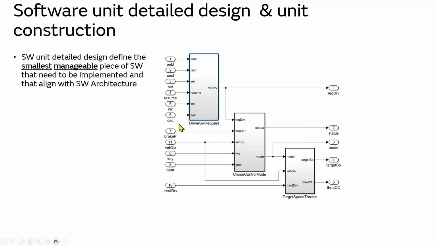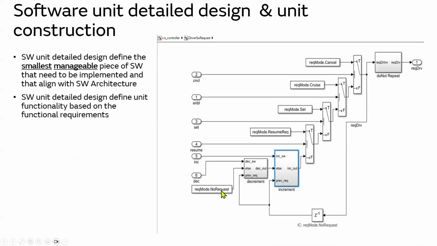Because you already have the software architecture at this stage, moving on, you have software unit detail design, which is basically to make sure that you design the unit to meet the functional requirement. So now you can see we have the controller, and inside the controller we have this driver software request. If you look underneath, that's what you see. Based on these inputs, you get your driver request.